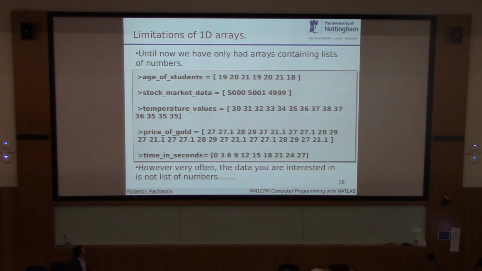So until now we've done 1D arrays. These are super useful for things like stock market data, prices of gold over time, temperature. Guys, if you've got a question, shout it. You all right? Yeah? Okay. So we can handle lists of data, and audio data, up till now. But very often the type of information you're handling isn't a list, or it can't very easily be formed into a list.